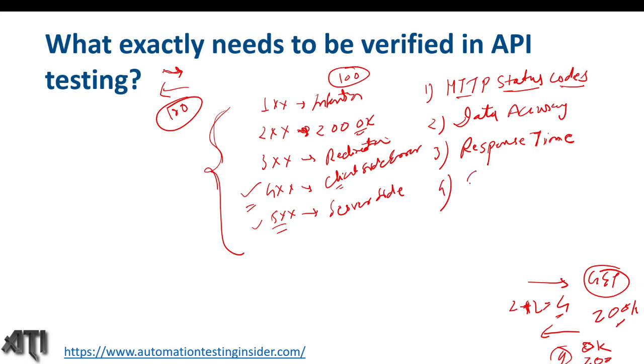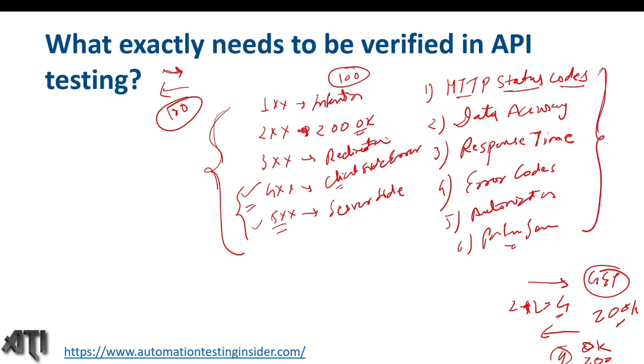Another thing is error codes, which we have discussed, like the 400 and 500 series. If we get some error codes, we verify them using API testing. And we do the authorization check as part of API testing. Performance and security, which we discussed in the last slide, are non-functional testing that we also do as part of API testing. So these are the different things we do on a daily basis when we start working on API testing. This is about what exactly needs to be verified in API testing.